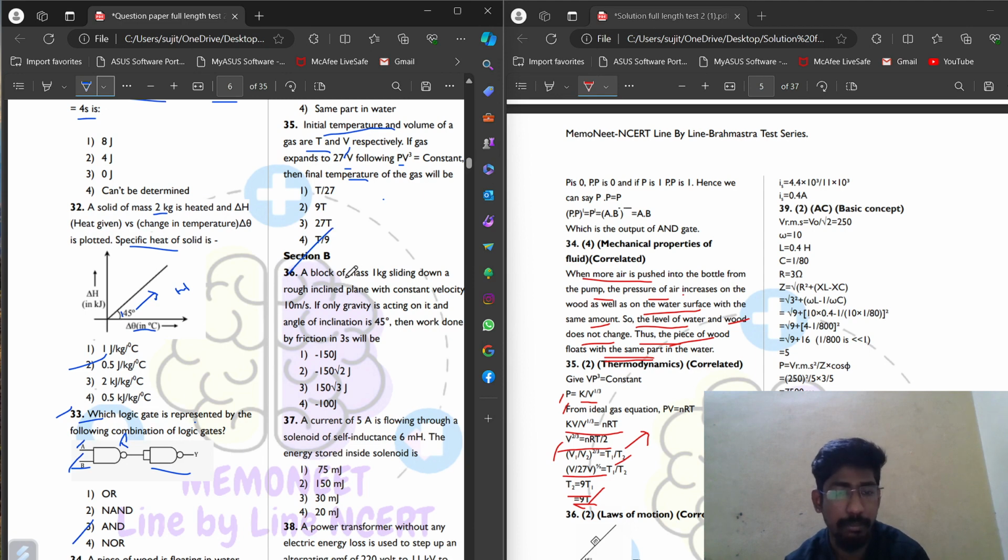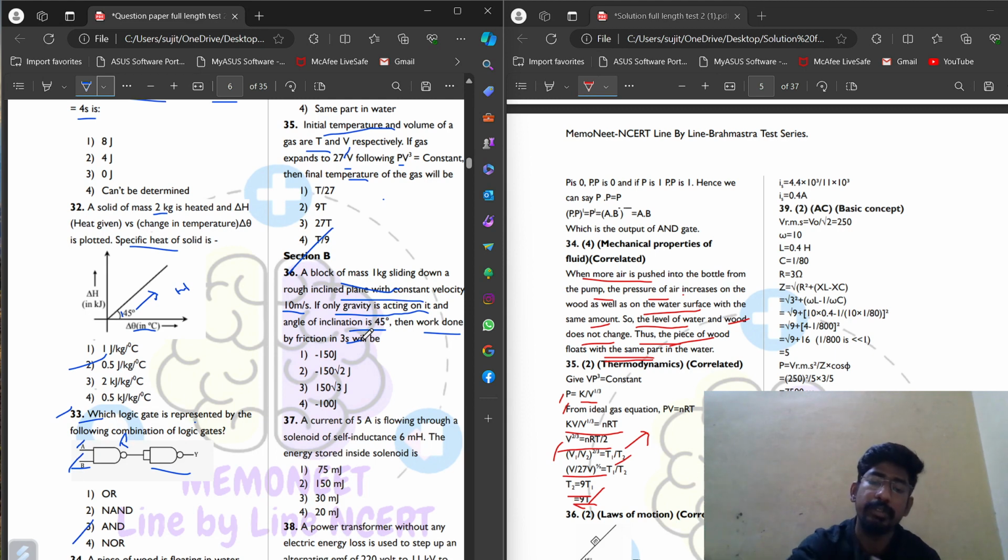Okay, 36. A block of mass 1 kg is sliding down a rough inclined plane at constant velocity 10 meter per second. If only gravity is acting on it and the inclination is 45 degrees, the work done by friction in 3 seconds. Time is given, theta is given, the velocity is also given, and mass is also given. You have to calculate the work done. The formula of work done, right? The simple formula is force into displacement.